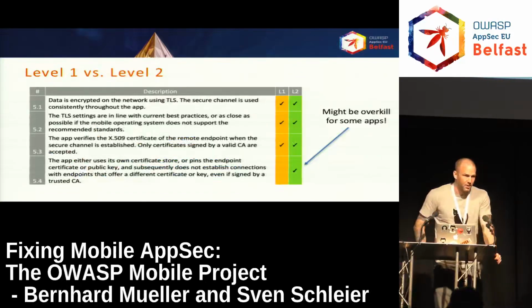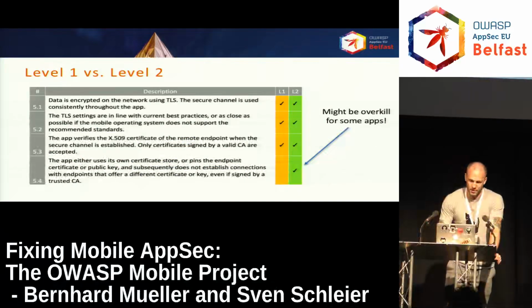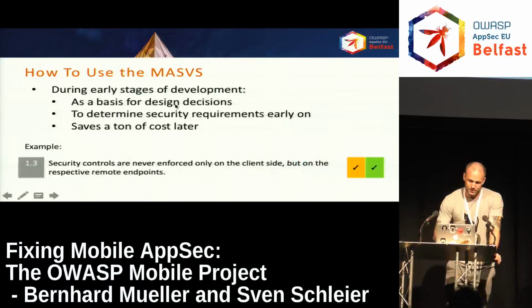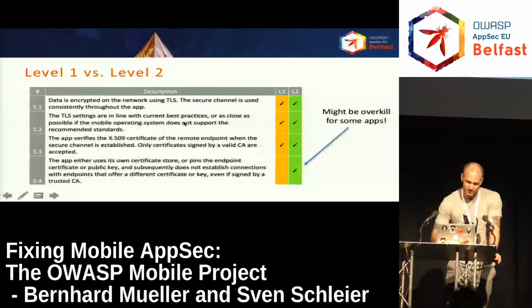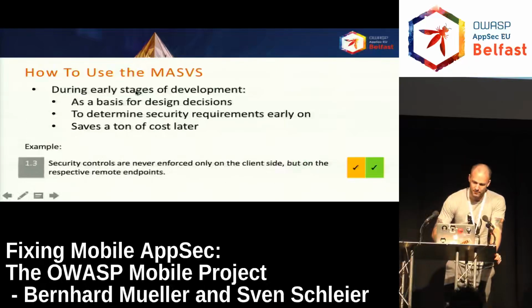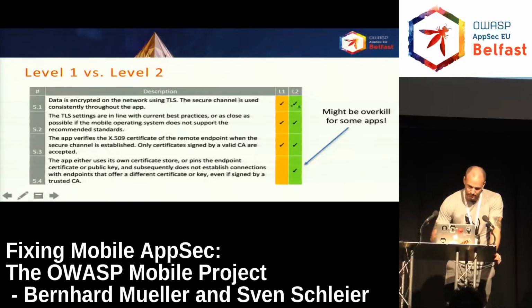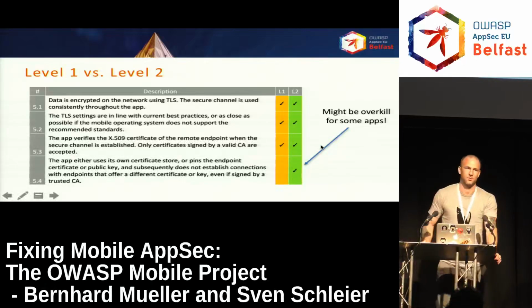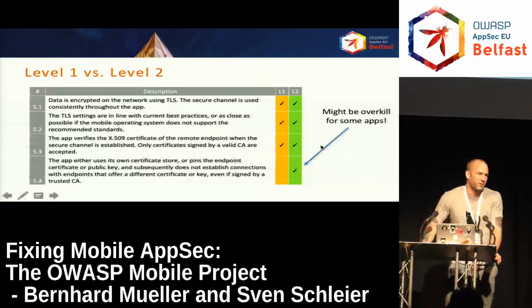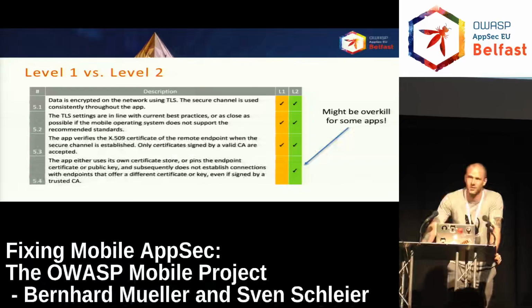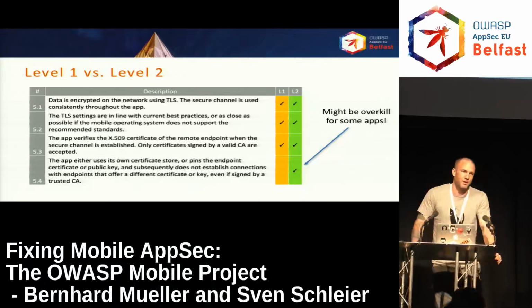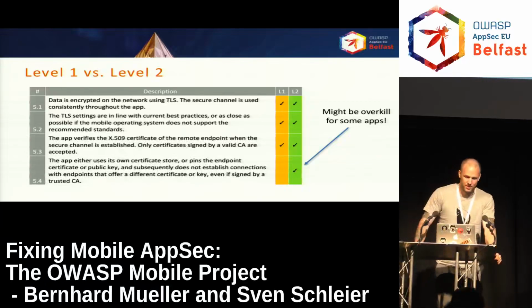Just an example how this looks like. So this is a group of requirements that discusses network communication. And you can see that the level 1 are pretty much common sense things. You should encrypt data on the network. You should use proven protocols like TLS in a proven configuration. That's commonly accepted to be best practice, and we have that.